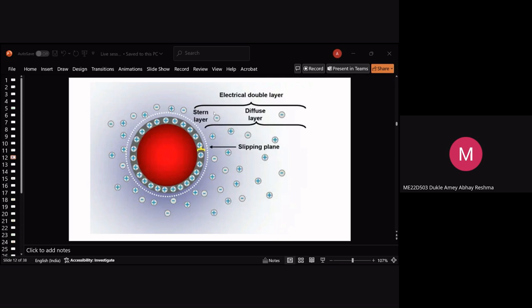Zeta potential also shows how stable the particle is. The higher the zeta potential, the more energy is required to break the inner nanoparticle. If you want to break the inner particle, a higher force is needed. That is why zeta potential is a very important parameter that you need to calculate or measure while doing nano chemistry.